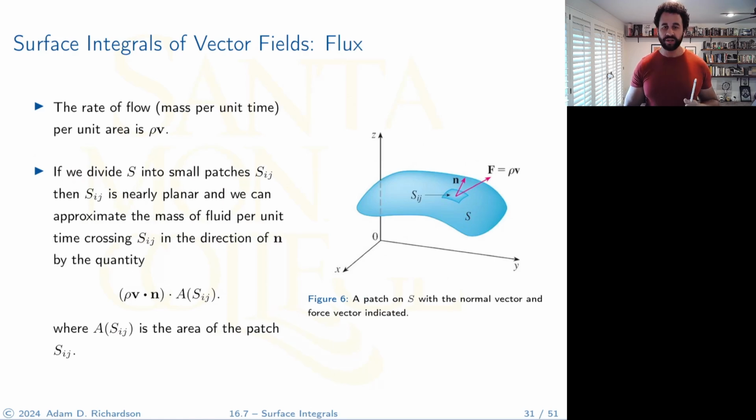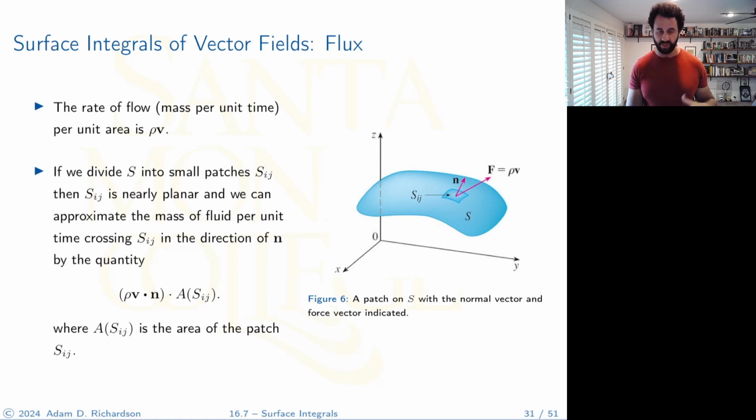So what we're going to do is this: the rate of flow, that's mass per unit time, the rate of flow per unit area is rho times v, so density times that vector v. Now, here's the construction, again repeating this a whole bunch of times. Divide your surface S into a bunch of small patches. When these patches are very small, S sub ij is nearly planar. When you make the patch small enough, because our surface is smooth, it's going to look like just a plane, and as you get smaller and smaller, they look more and more like a plane.